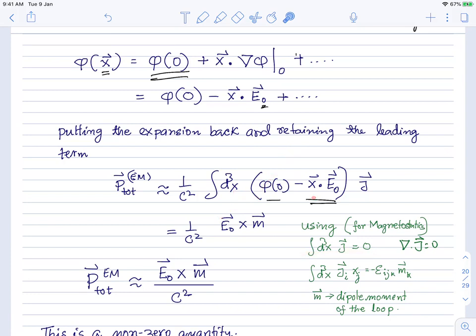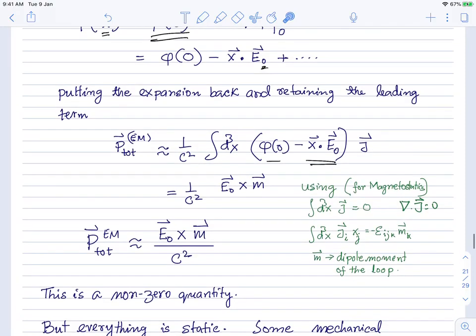And the next term here we have J_i x_j. This we have seen before while manipulating the expression for force. We have seen that this is given by the magnetic dipole moment of the current configuration. In this case, it's just the loop. So this is given by the magnetic dipole moment in this form. There are the i and j free indices here, and this k index is summed over. So this expression we can use back in there.